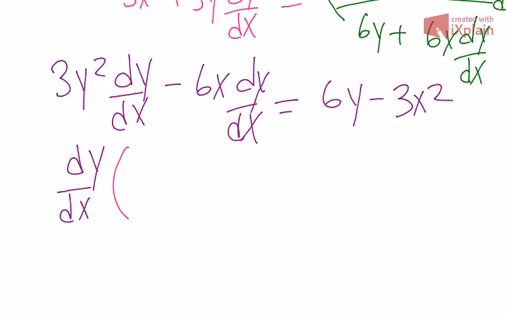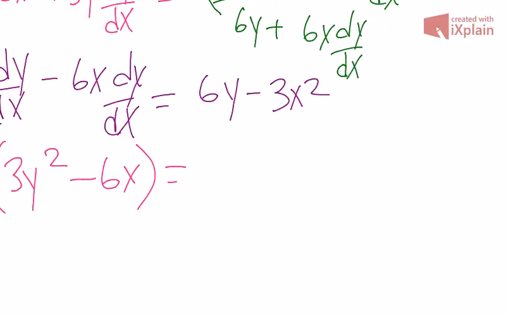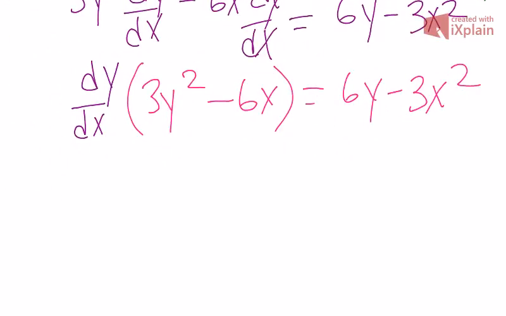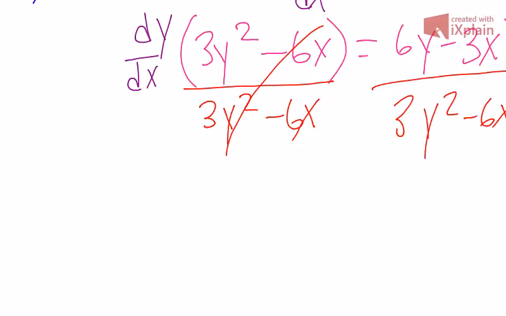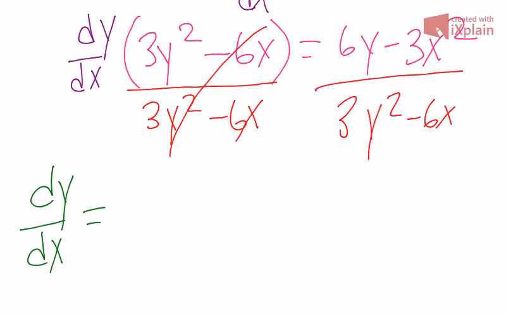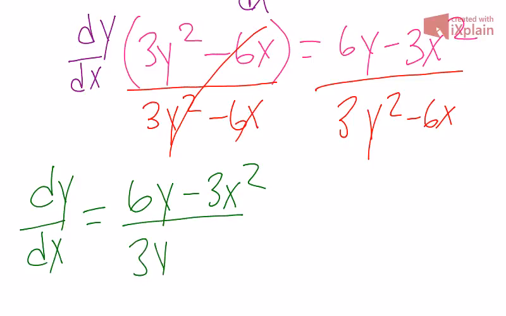So moving on, we can go ahead and factor out our dy over dx, which will become 3y squared minus 6x is equal to 6y minus 3x squared. So finally, we can go ahead and divide 3y squared minus 6x on both sides. And when we solve for dy over dx, our answer should be 6y minus 3x squared over 3y squared minus 6x.